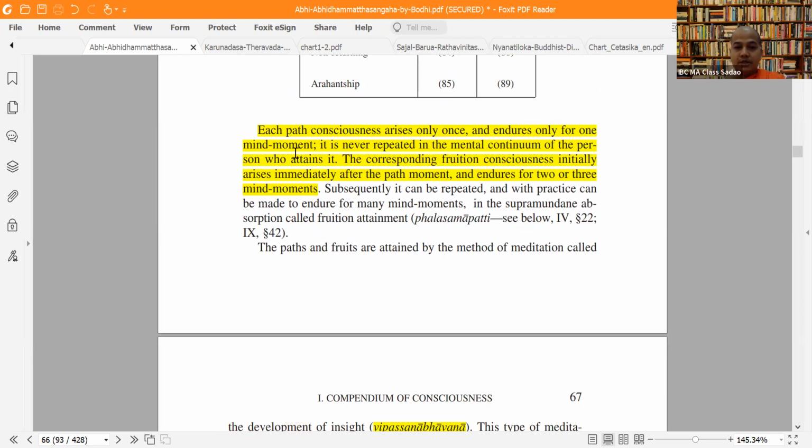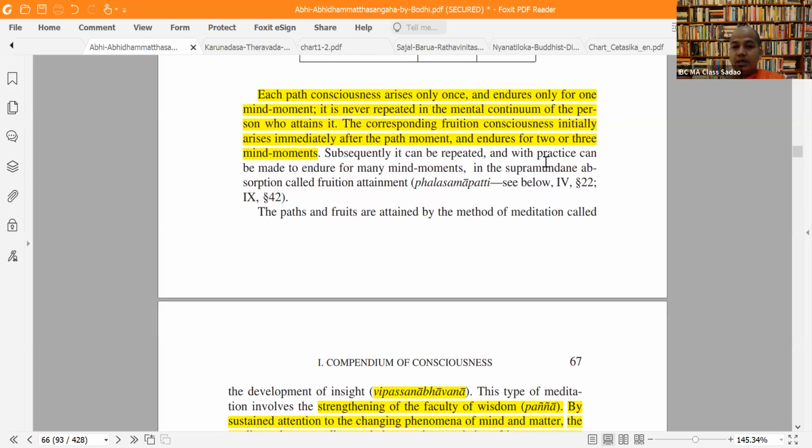Now here, it is talking about the path consciousness, magga chitta. It is never repeated in the mental continuum of the person who attains it. You do not remain within the magga chitta for several mind moments. Just one mind moment. The corresponding fruition consciousness initially arises immediately after the path moment and endures for two or three mind moments.